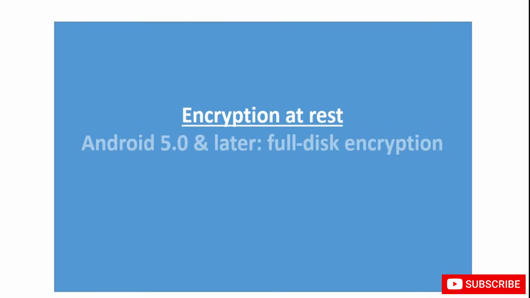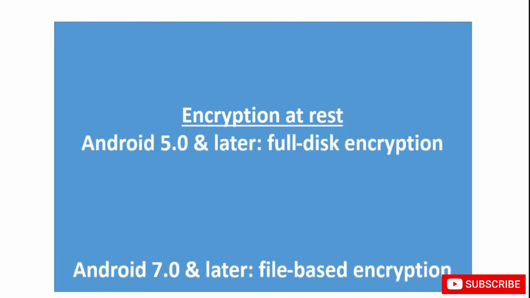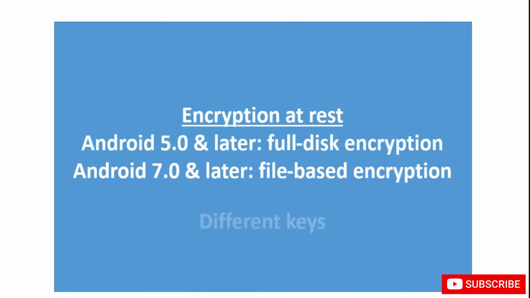Okay. Welcome to the third part of Android security structure. In this lecture, we will talk about encryption, and it's specifically encryption at rest, right? Now, Android version 5.0 and later, so for quite some time, actually supports full disk encryption. And from Android 7.0 and later, it supports file-based encryption as well. Basically, file-based encryption allows different files to be encrypted with different keys that can be decrypted or unlocked independently. Okay.